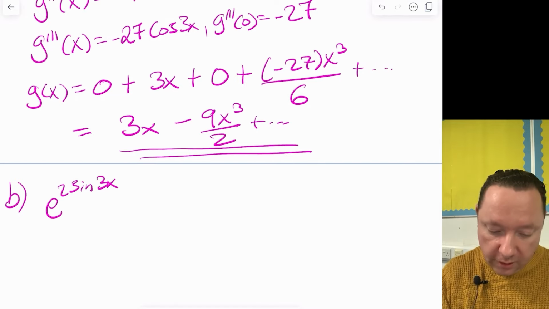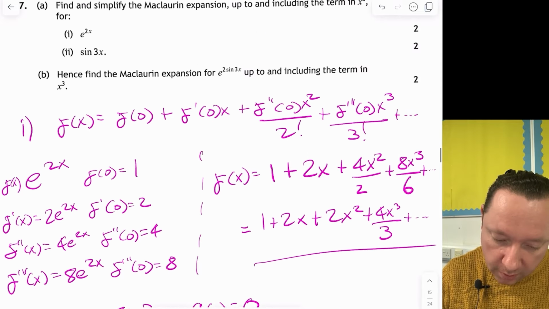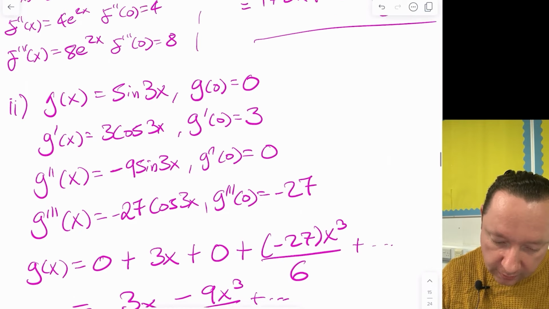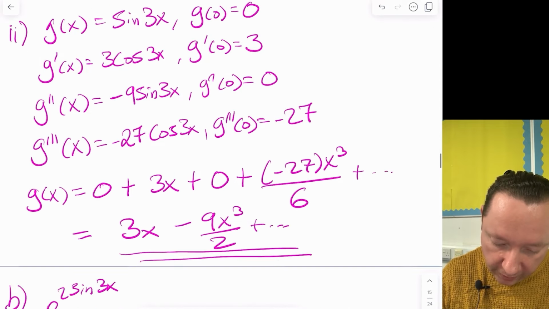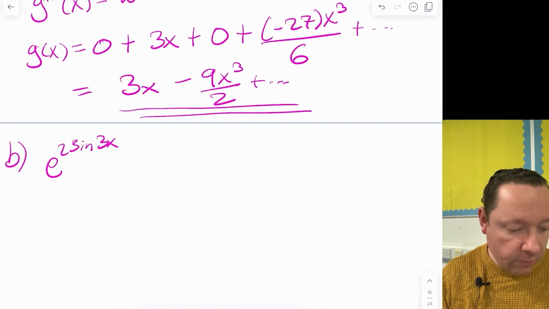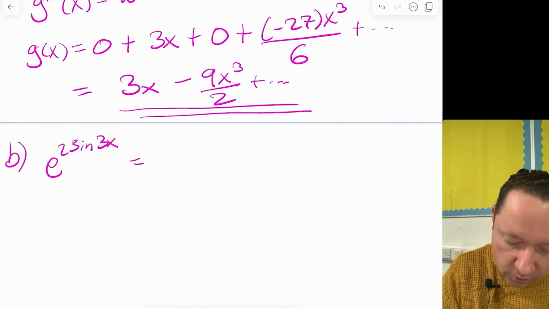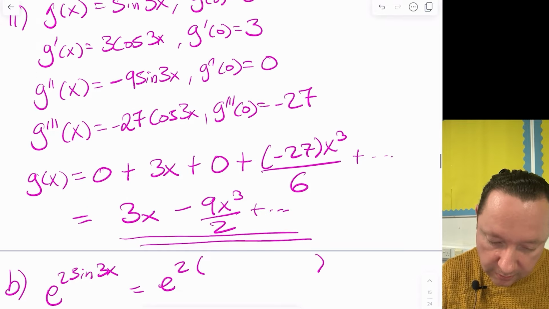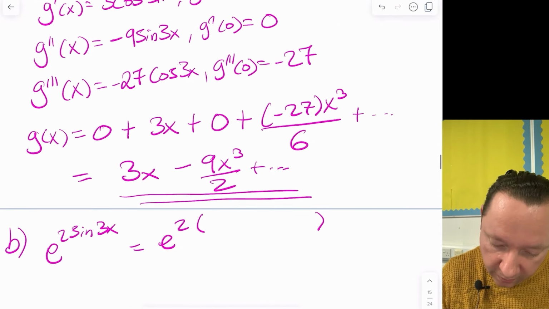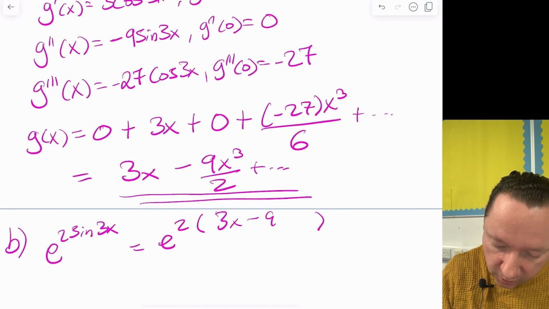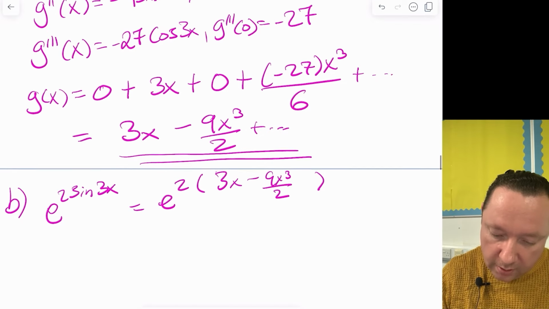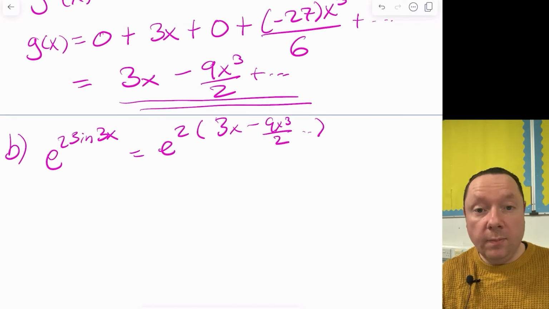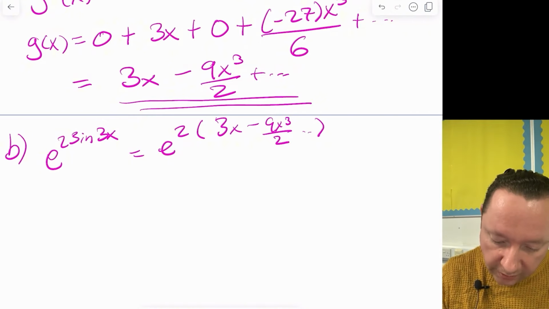Okay, so e to the 2 sine 3x, and we've just done e to the 2x and we've done sine 3x. So that's appearing in there. So if I expand this out, e squared sine 3x we already know. 3x is this up here, 3x minus 9x cubed over 2. That's it as a Maclaurin. So then it's just e to the power 2 of that.